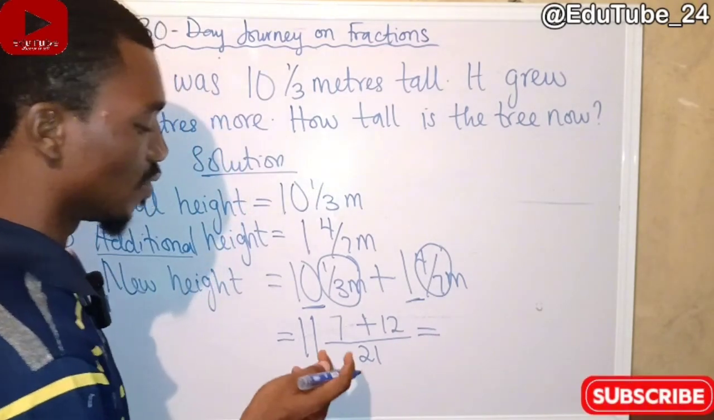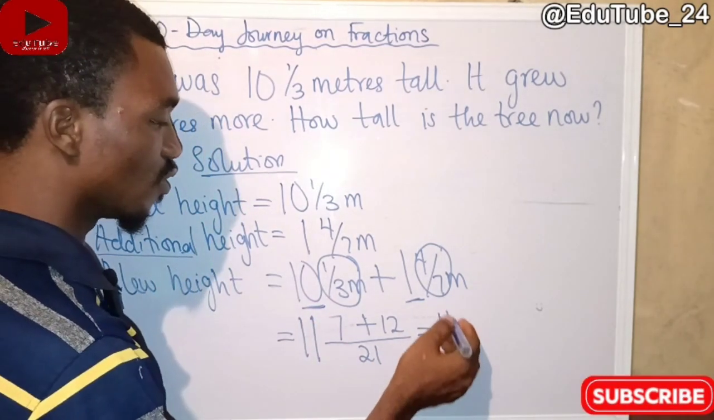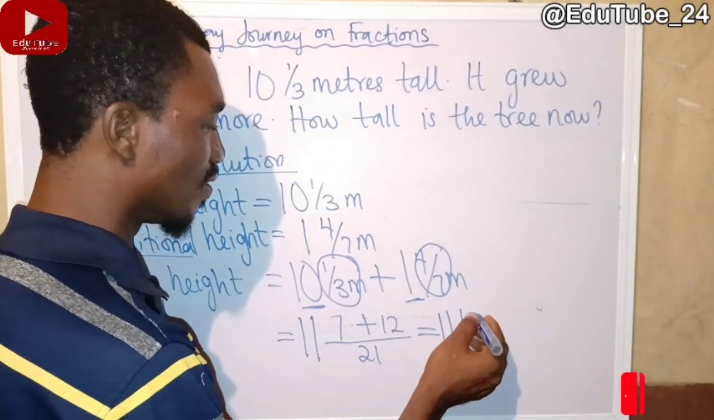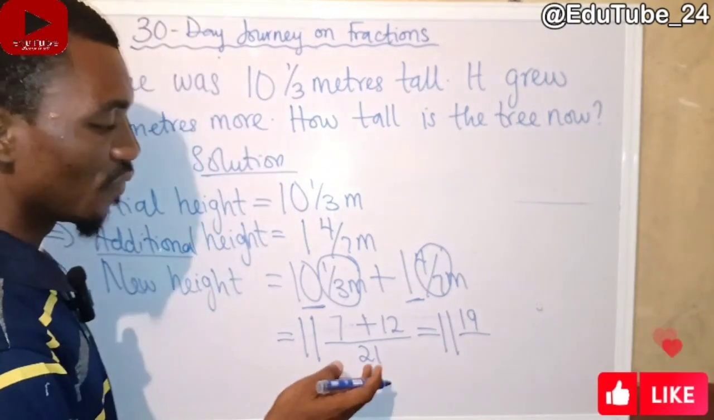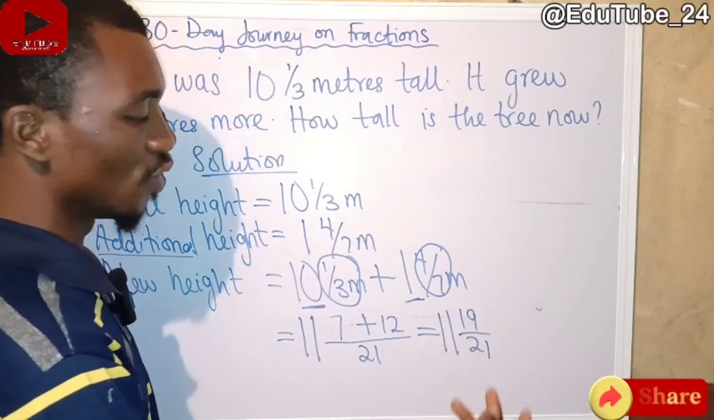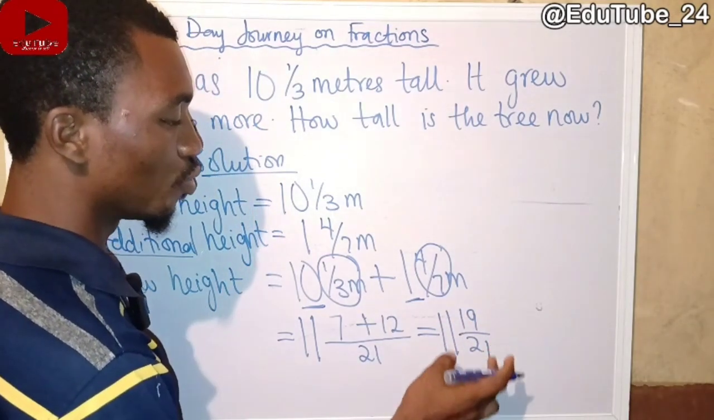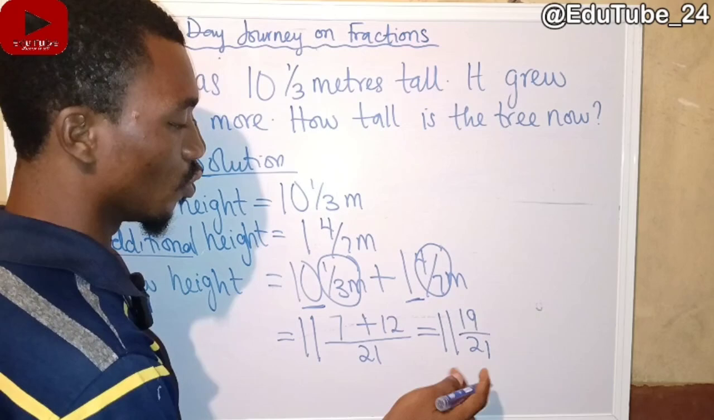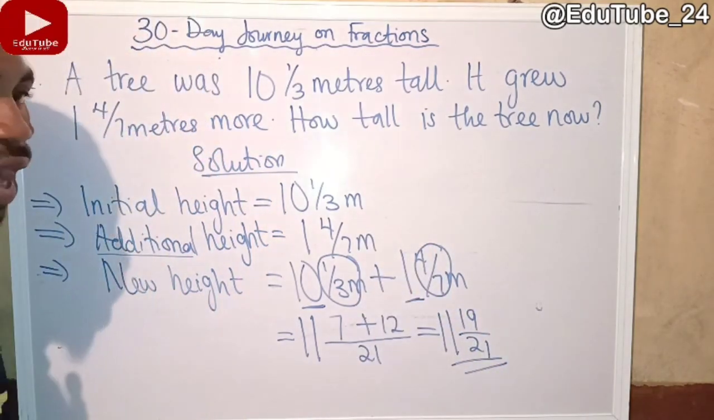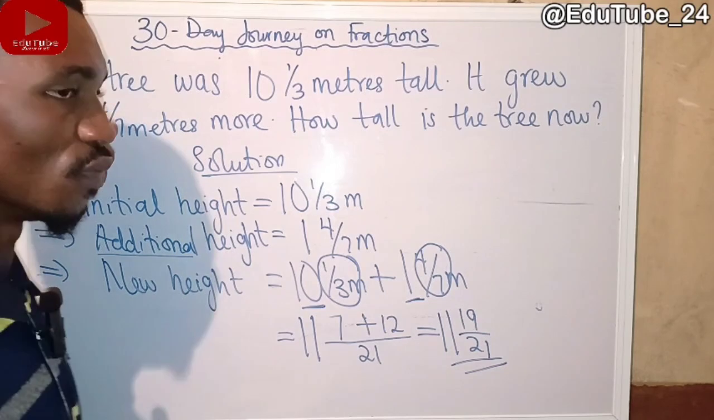Now let's simplify this. The whole number retains its position. So 7 plus 12, that gives us 19. And then we have 21, so over 21. Now 19 over 21 is a proper fraction. So this is an appropriate mixed number, and this is our final answer. So that is the new height of the tree.